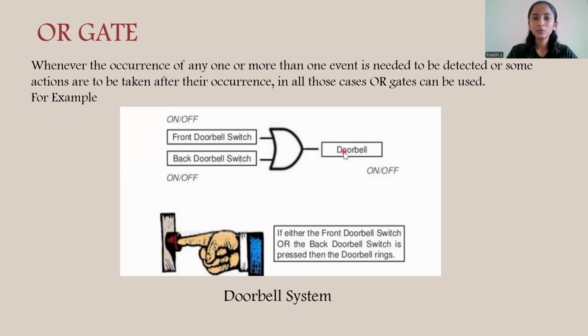So this is similar to the truth table which we have seen earlier, which says that when any one of the inputs is high, the output is high.